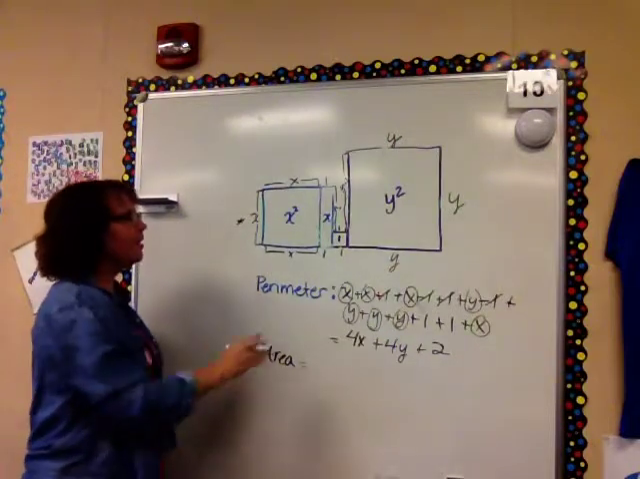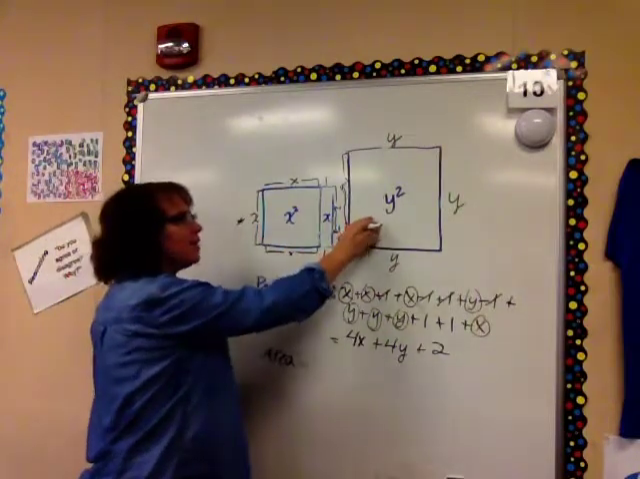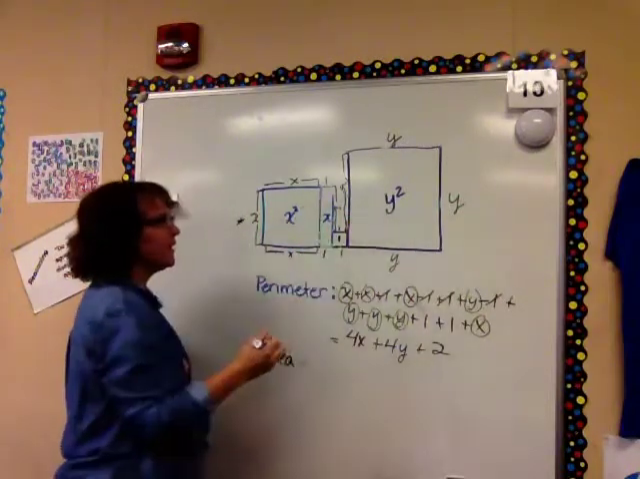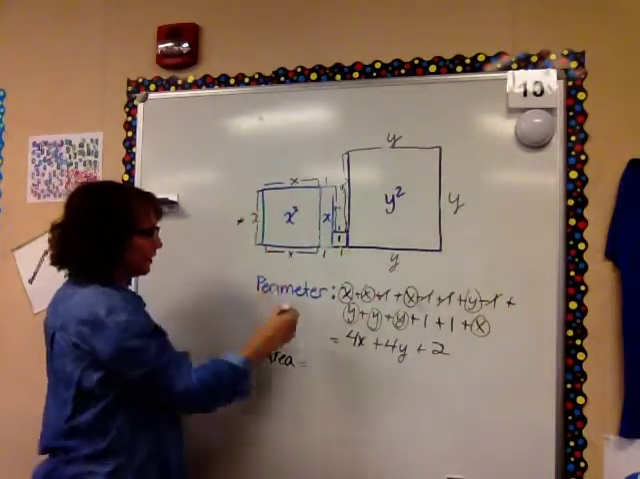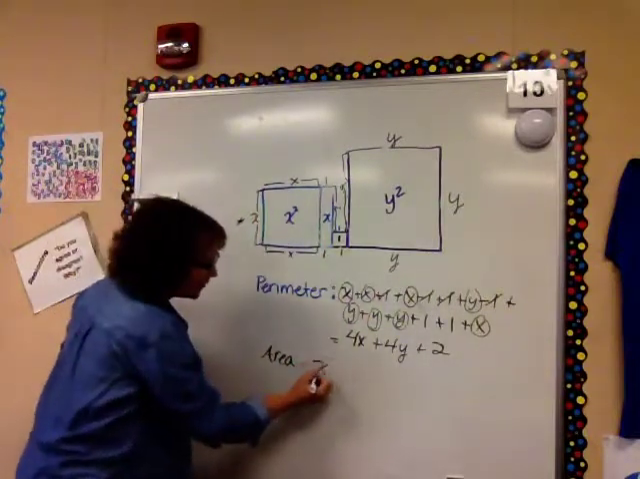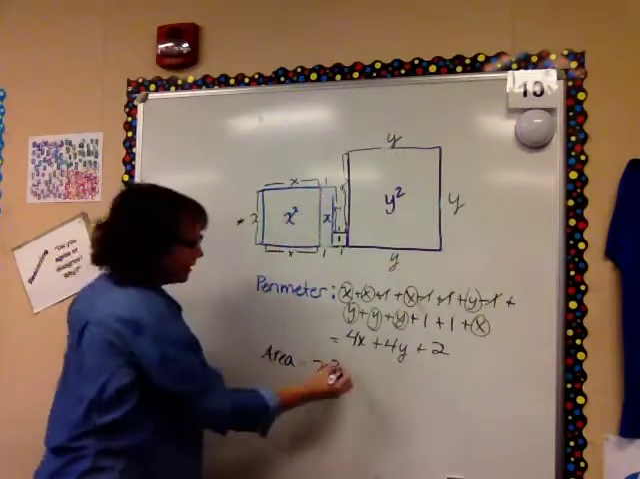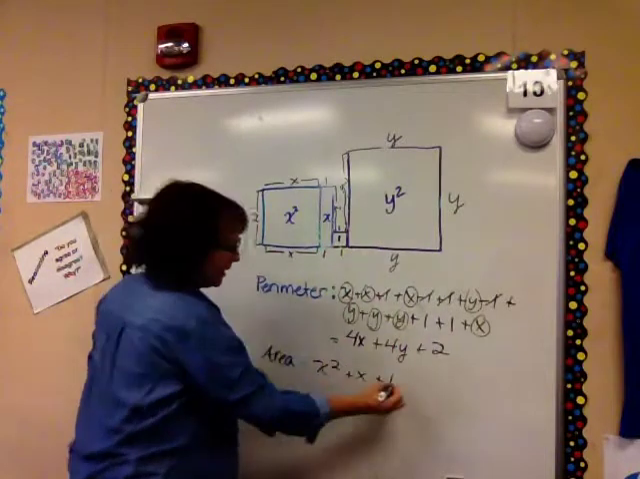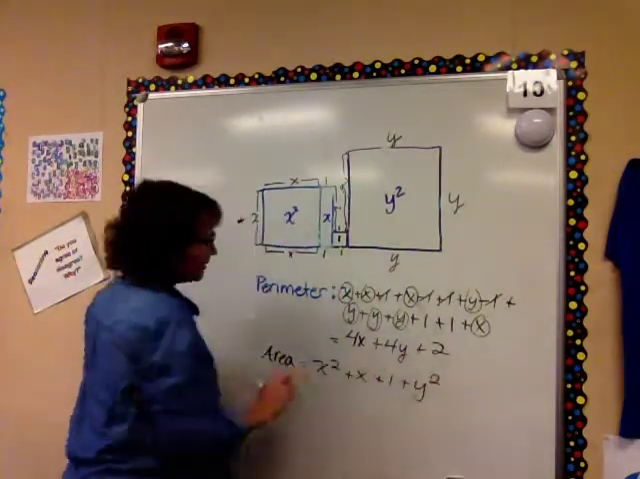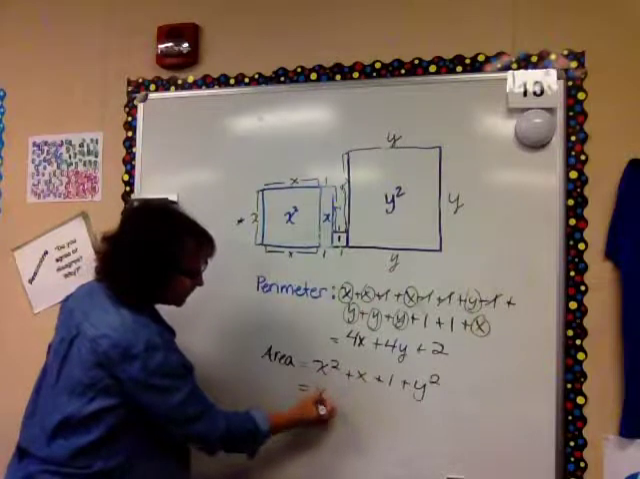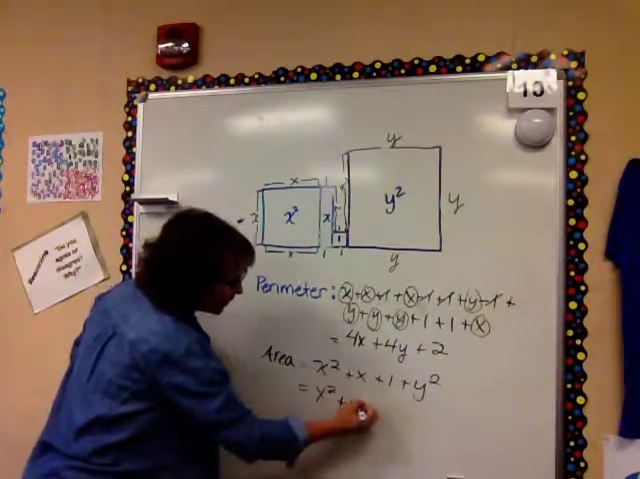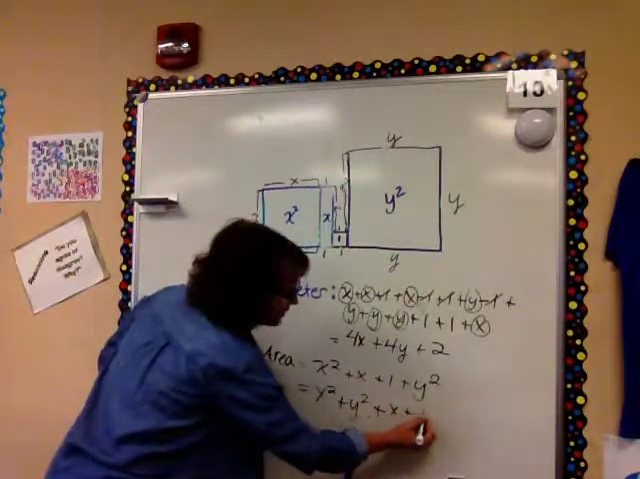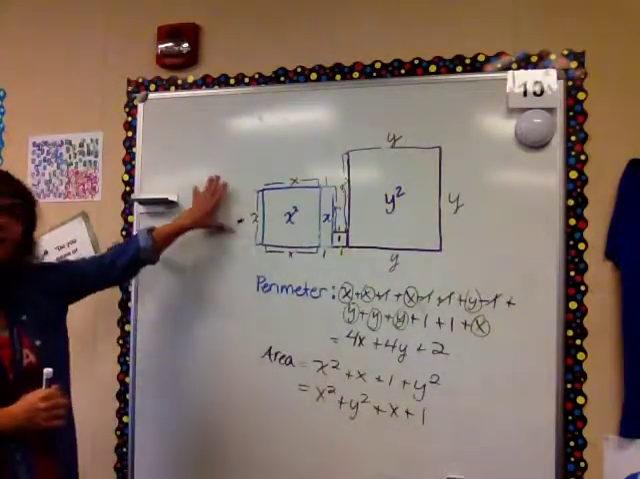Now looking at the area, we're just going to sum up all of the small areas together. So if we add this area plus this area plus this area plus this area, we will have the area of the whole figure. So this area right here is x squared. This has an area of x. This has an area of 1. And this has an area of y squared. So when I'm adding them together, I have x squared plus y squared. We normally put the highest degrees first, plus x plus 1. And then I have my area of this figure.